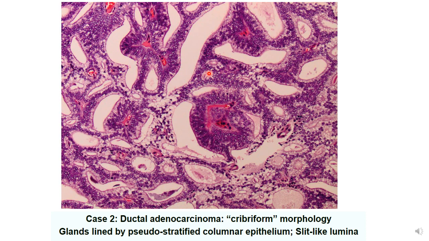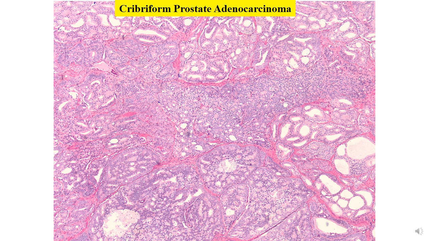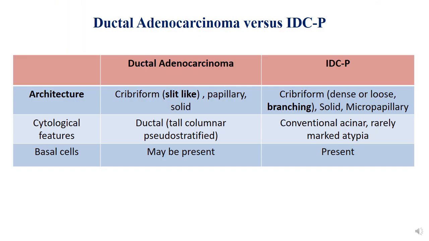Here is another nice view of the prominent slit-like morphology. Here is an example of conventional acinar prostate adenocarcinoma showing cribriform morphology. Note here the cytology is clearly acinar type. Nuclei are round, uniform, and lack the columnar look. The lumina are rounder or somewhat irregular, but lack that compressed slit-like luminal characteristic.